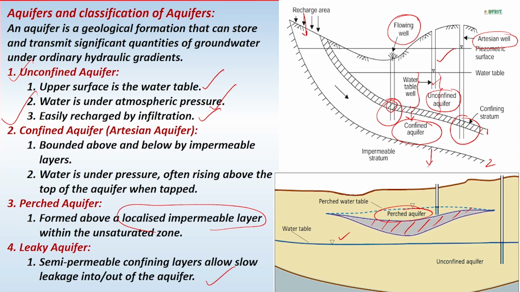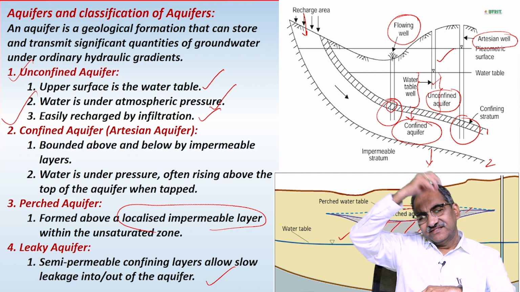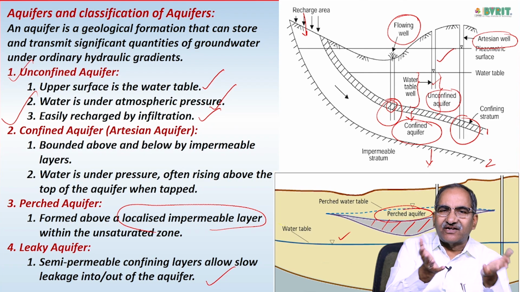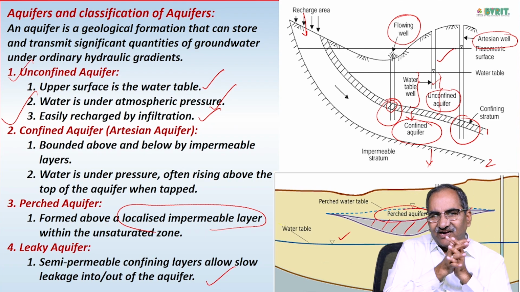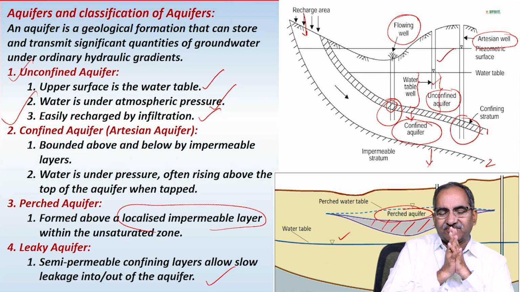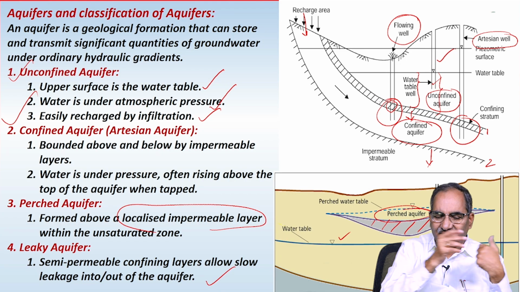So what is the classification of aquifers? There are four classifications: unconfined aquifer, confined aquifer, perched aquifer, and leaky aquifer. What is an unconfined aquifer actually? From the impervious zone up to the water table, whatever water is there can be extracted using the unconfined aquifer. That is the real water available for us, the well water that is generally available for us, right? And it can be easily recharged. And the pressure at the water table is always atmospheric pressure.